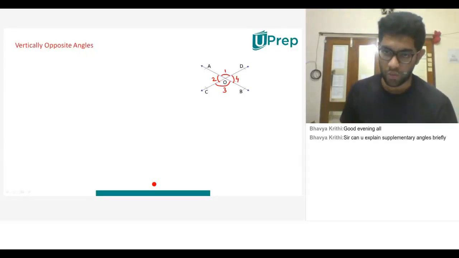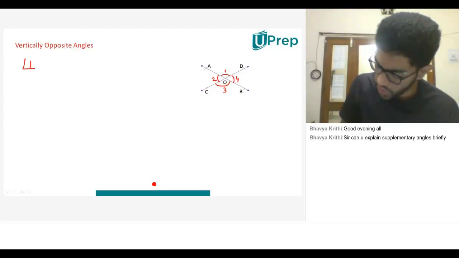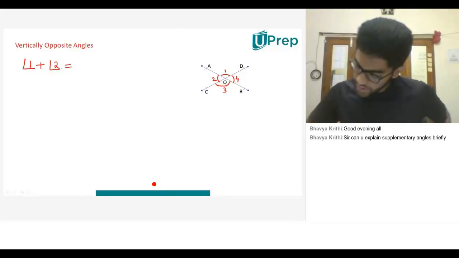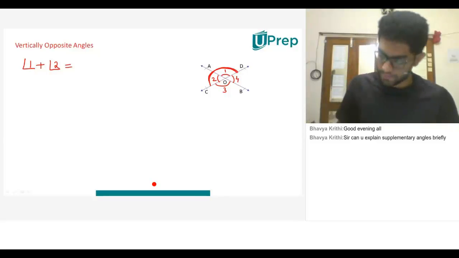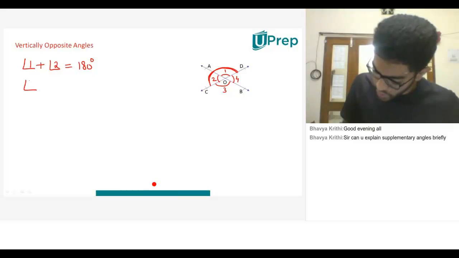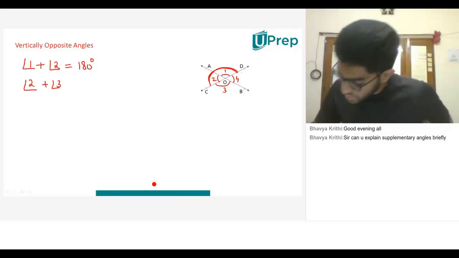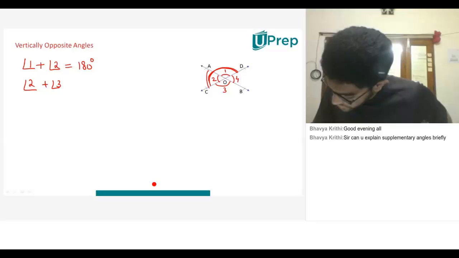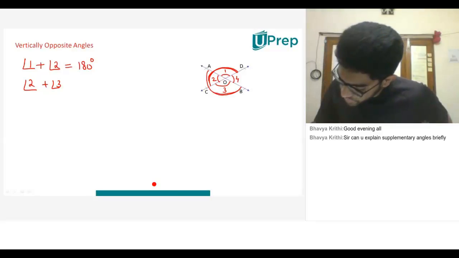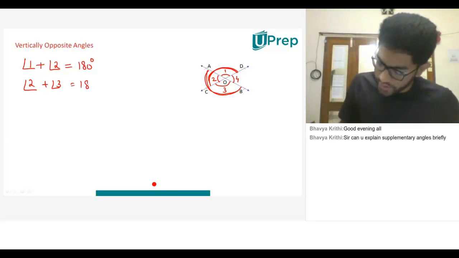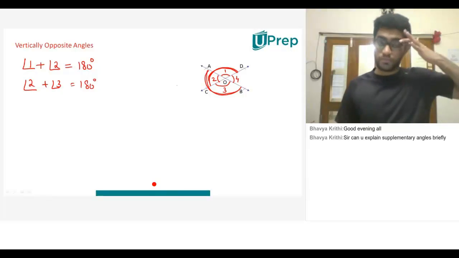Now I write angle 1 plus angle 2. What is angle 1 plus angle 2, guys? If I add these two angles, what do I get? 180 degrees. Perfect. Now I'm saying angle 2 plus angle 3. What is angle 2 plus angle 3, guys? 180 degrees. Perfect.